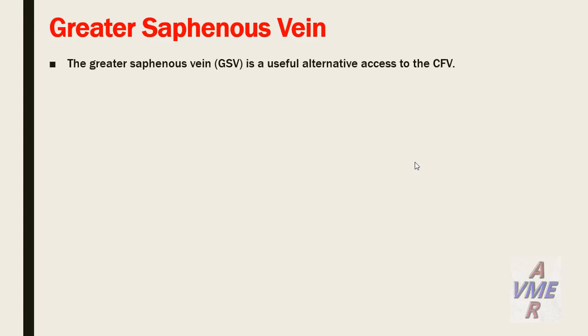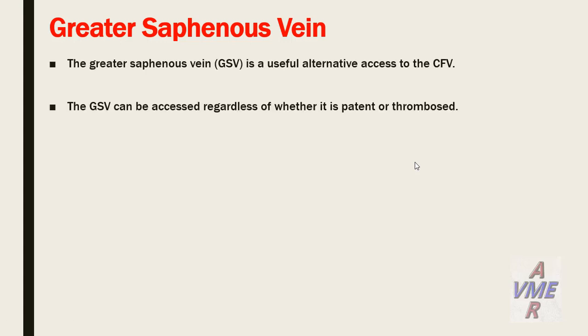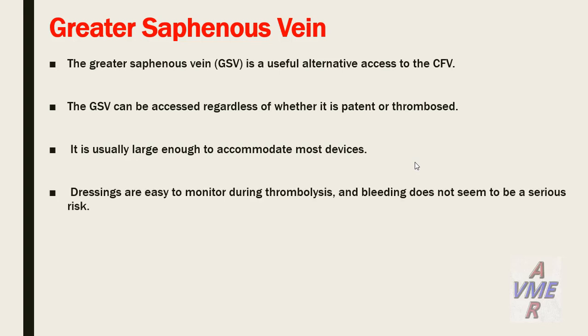Great saphenous vein is a useful alternative access to the common femoral vein. It can be accessed regardless of whether it's patent or thrombosed, and it's usually large enough to accommodate most devices and different sheath sizes. Pressures are easy to monitor during thrombolysis, and bleeding doesn't seem to be a serious risk. Also, we have perforators connecting the great saphenous vein and the deep venous system, and this will be an access to perform thrombolysis and lysis of the thrombus present in the deep venous system.